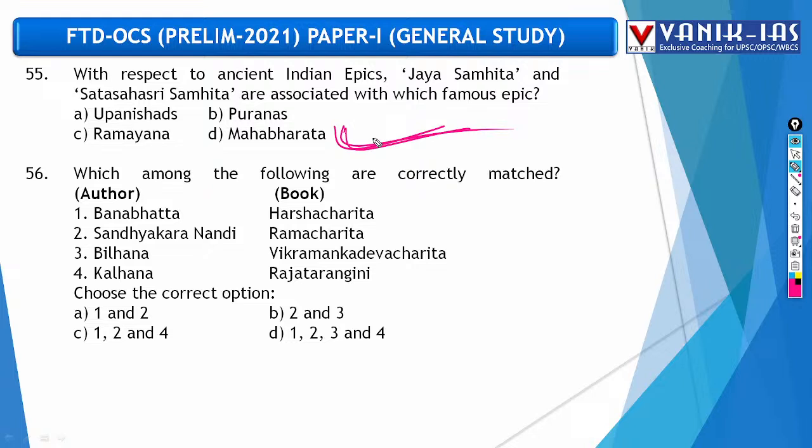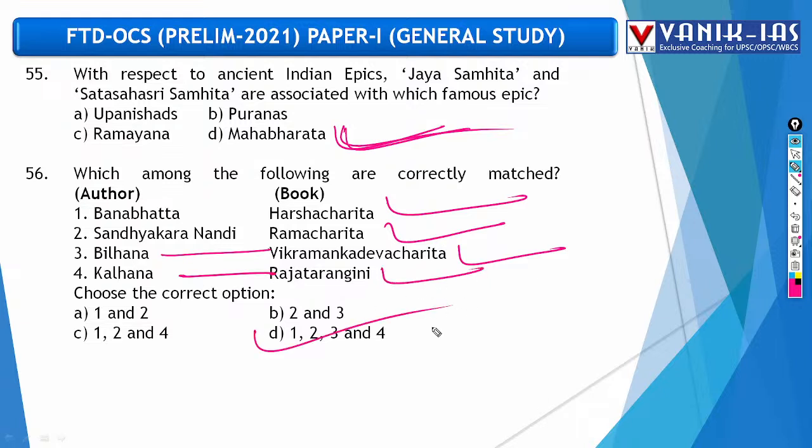Which of the following books are correctly matched? Banabhatta, Harshacharita. Yes, Banabhatta has written Harshacharita. Sandhyakar Nandi has written Ramacharita. Bilhana, Vikramankadevacharita. Kalhana, Rajatarangini. All the options, all are right. See, if one is right, then that option is eliminated. Kalhana has written Rajatarangini. So 4 is right, so this option is eliminated. So the rest is whether 3 is right or not. Bilhana has written Vikramankadevacharita. Okay, these are the books of ancient India.